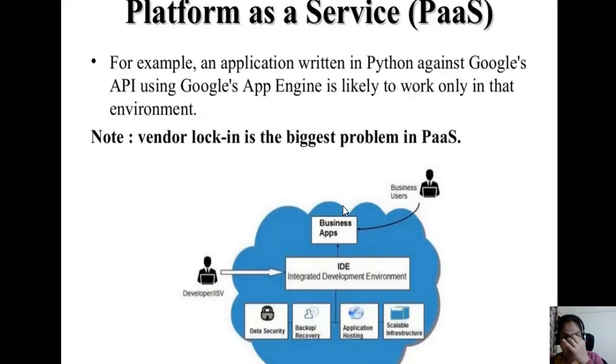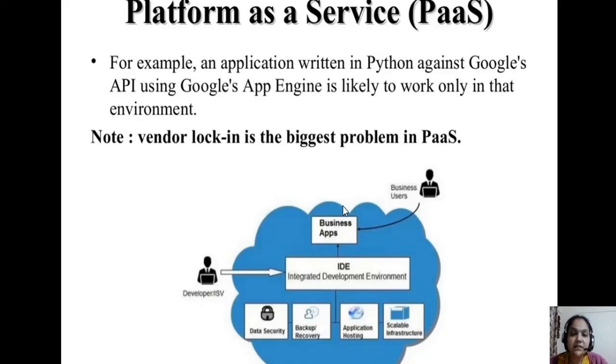Next, when you talk about, for example, writing an application in Python against the Google API, using Google App Engine, it is likely to work only in that environment. Vendor lock-in is the biggest problem in PaaS. You are restricted to one specific zone, right? Whatever environment you are making, you need to understand that environment's needs, then only you can build your own application. You are not allowed to do any cross-platform work.